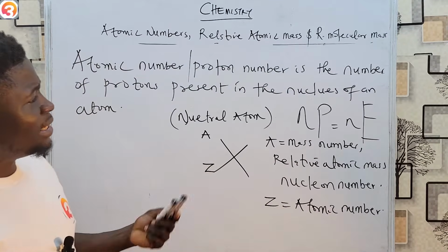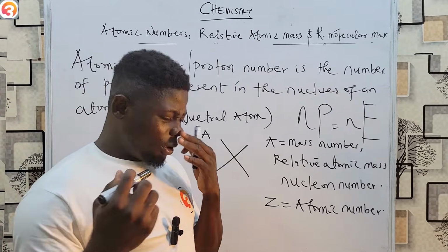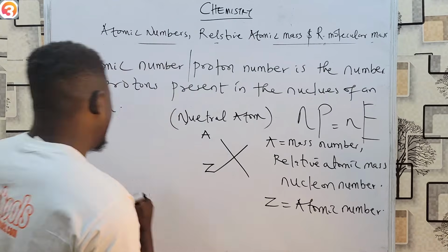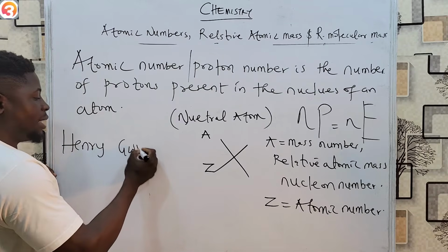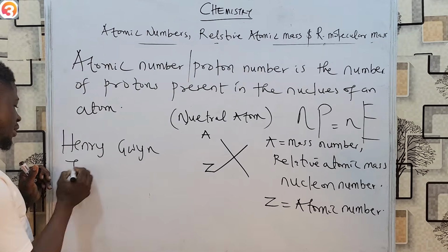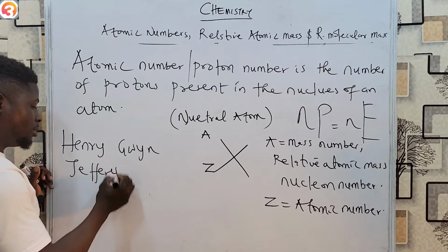And of course, another important thing to know here about atomic number is that it was first discovered by Sir Henry Gwyn Jeffreys Moseley.